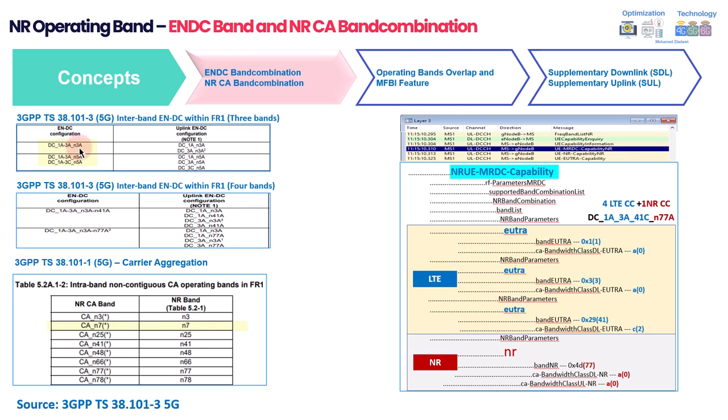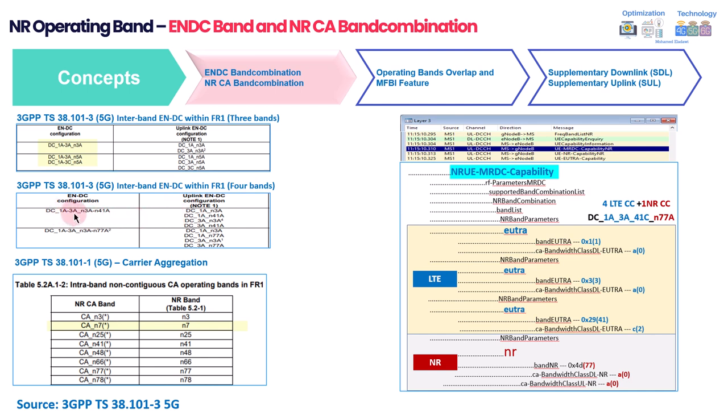Then you have N3 as well, supported by 5G. So here you have 3 carriers. And for the 4 carriers part, you have 1A, 3A, which means you have 2 carriers for 4G, and then you have N3 and N41, which means you have 2 carriers for NR.